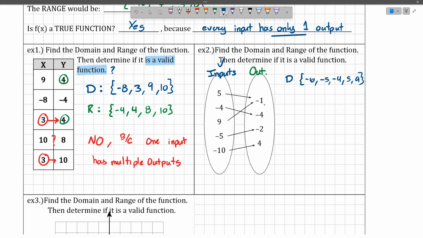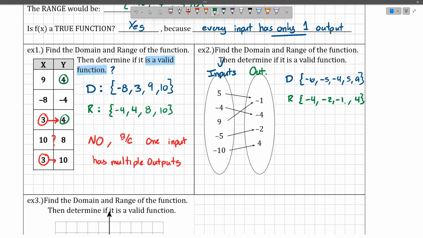All right, and now we're going to see what they output to. Range. 5 outputs. Oh, well, it doesn't really matter. It only matters the lowest. There it is, -4. -4, -1, -2. Oh, that's out of order, isn't it? -2, then -1, and then 4.